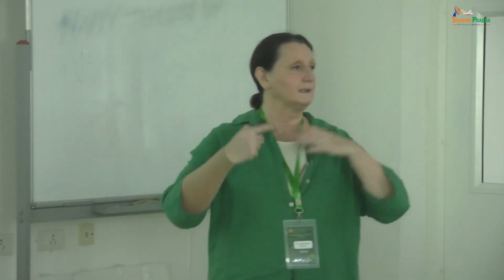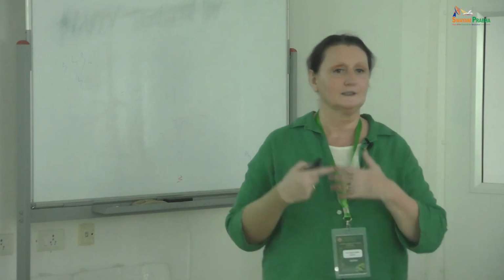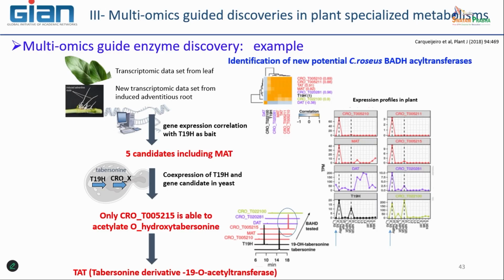And in fact, after that, these genes have been expressed as a protein, and the protein has been completely characterized by enzymology and biochemistry to show that we have now found one of the enzymes that is responsible for the production of the tabersonine derivative, 19-acetyltransferase. So this is quite simple in this case because we had only a few candidates.